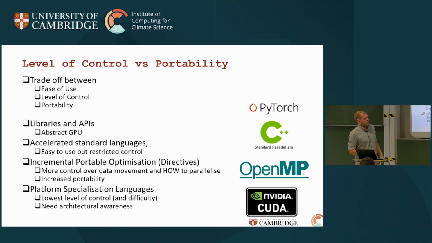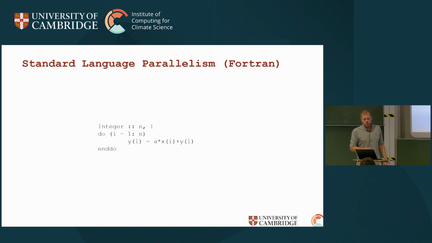And to be honest, there are a whole bunch of different things that are out there, but all of them fit somewhere on this kind of spectrum of control and ease of use. So we'll start with a really simple one. I will now teach you standard language parallelism in Fortran. Okay, you ready? Okay, now you know standard language parallelism in Fortran. Congratulations. So it's really easy, right?